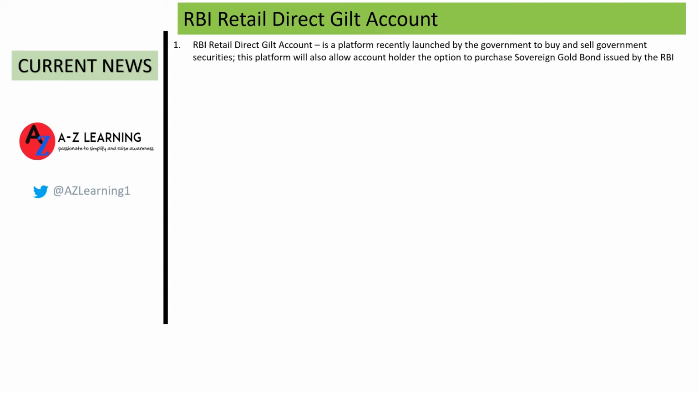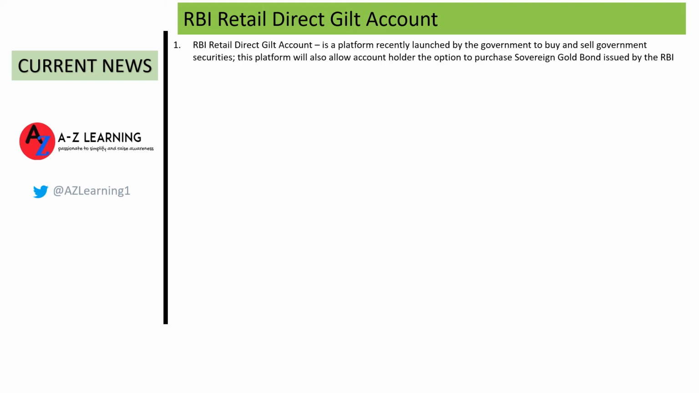It's a platform which allows you as an investor to buy and sell government securities. Historically, until this account was launched, the only way of buying and selling government securities was either through a mutual fund or through your existing demat account. So there was a third party involved. With this gilt account, you as a retail investor have the ability to purchase or sell those securities directly with RBI, which is the issuer of these government securities. So you basically cut down the intermediaries.